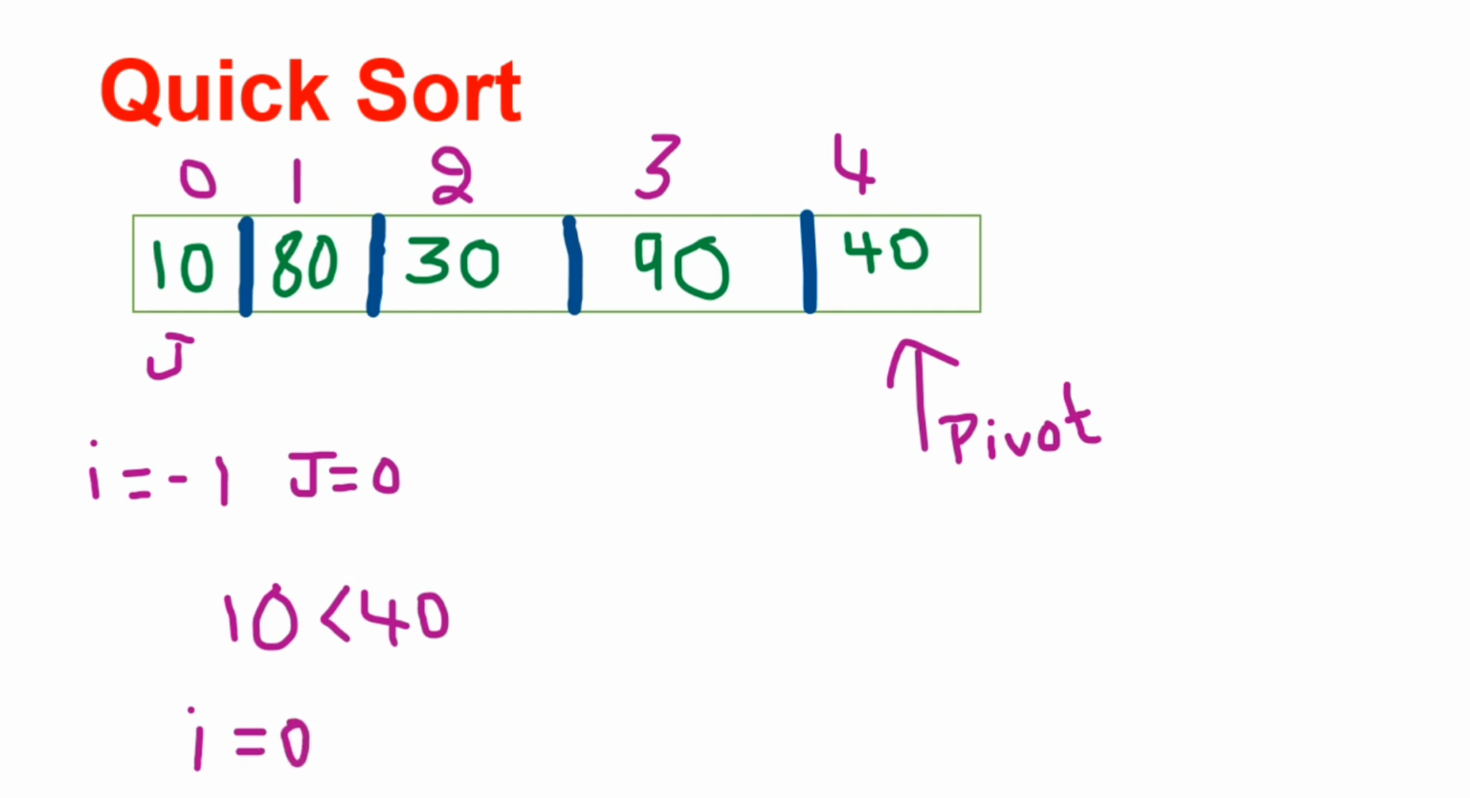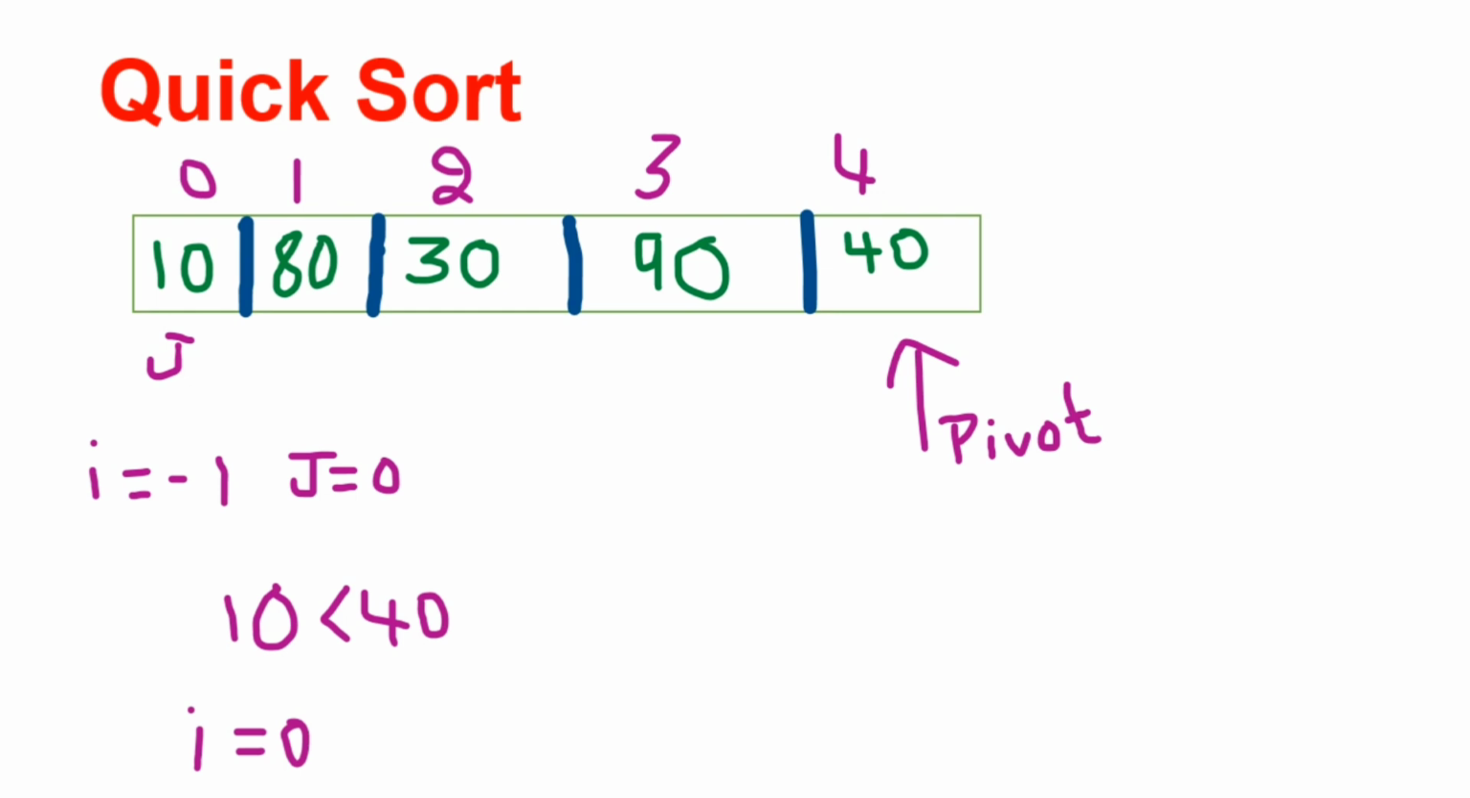Now we increment i. After -1, i becomes 0, the 0th index, which holds 10. Next, I swap the elements at i and j. The element at i is 10 and the element at j is also 10, so there is no need to swap. 10 with 10 is 10.